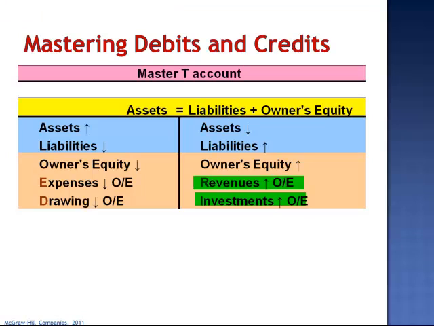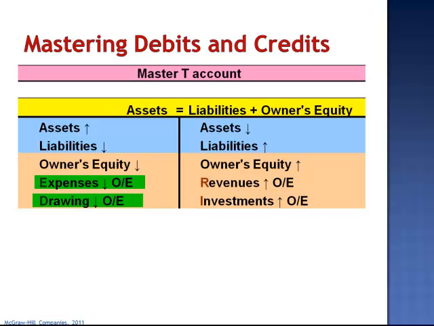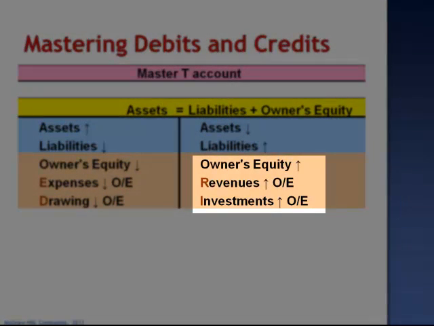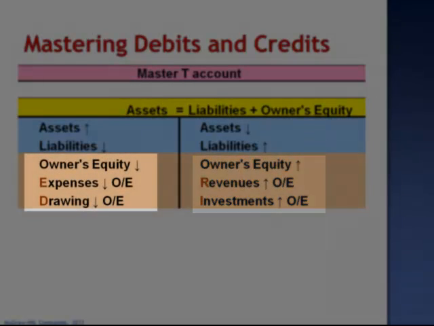Revenues and investments are always and only credits, as their purpose is always and only to increase equity. Expenses and drawing are always and only debits, as their purpose is always and only to decrease equity. And here's an acronym for you to remember the 4 subsets of equity. The word RIDE. R, revenues, I, investments, D, drawing, and E, expenses. Revenues, investments, drawing, and expenses are all subsets of equity and follow the rules for equity. Increases are credits, revenues and investments. Decreases to equity are debits, drawing and expenses.